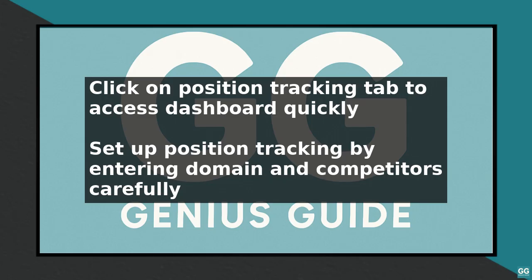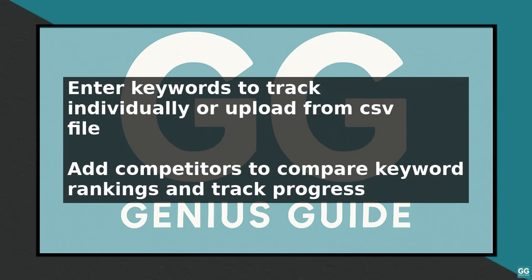You can view your rankings by clicking on the Overview tab. Here you can see your average position, the number of keywords in the top 10, and the number of keywords in the top 100. You can also view your competitors' rankings and compare them to your own.